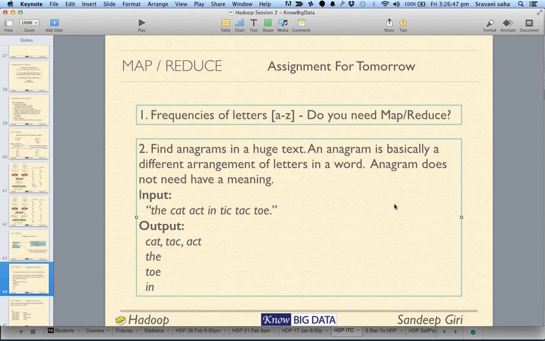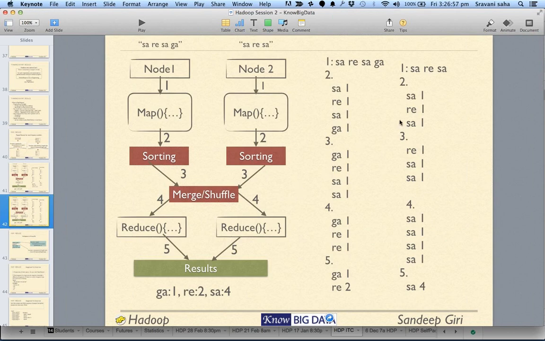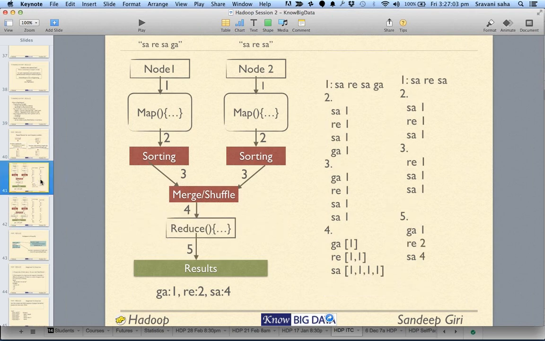Let me answer Sushma's question. Instead of one reducer, we'll take two reducers. How exactly does it work? In this one, I was describing that when we had one reducer, there was no shuffling, there was only merge.